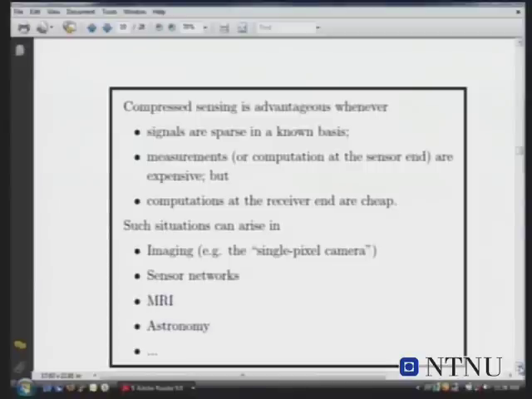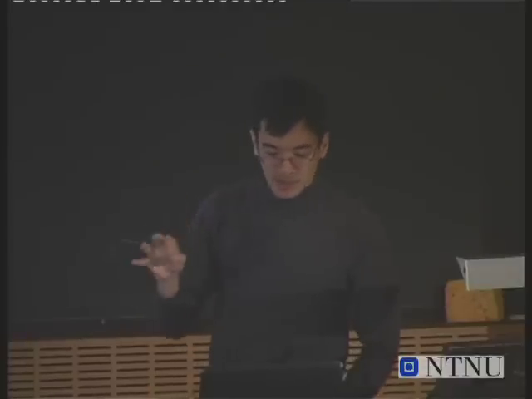Second, measurements are somehow expensive: you can't take that many measurements because it costs too much money, or takes too much power, or takes too much time. MRI is a case where it takes too much time. The third thing you need is that each sensor is very dumb and cannot do any clever computation. But when you collect the data in a computer, the computer that receives the data is allowed to do computation.